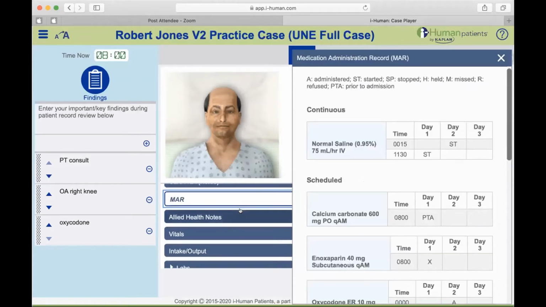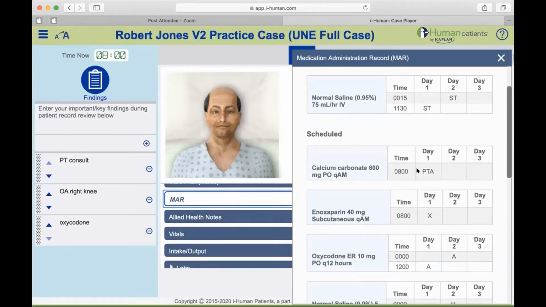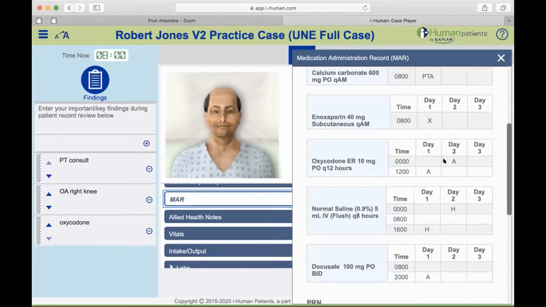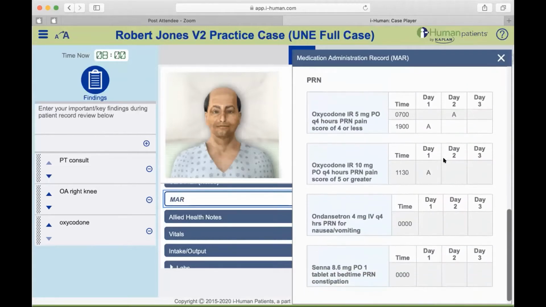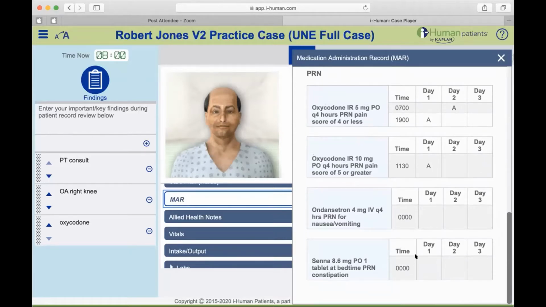Here's the medication administration record, all of the medications that were listed in the admitting orders, including the time and the day. And here we can see that the normal saline was started. The calcium carbonate was given prior to admission. The enoxaparin has not yet been given today. And the oxycodone was last given at midnight. PRN medications are listed. So here, oxycodone 5 milligrams was given at 7 a.m. There's ondansetron and Senna.